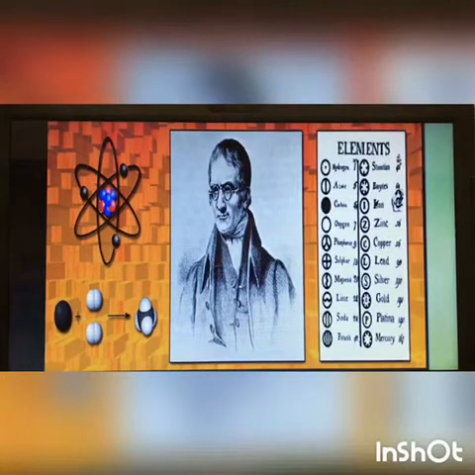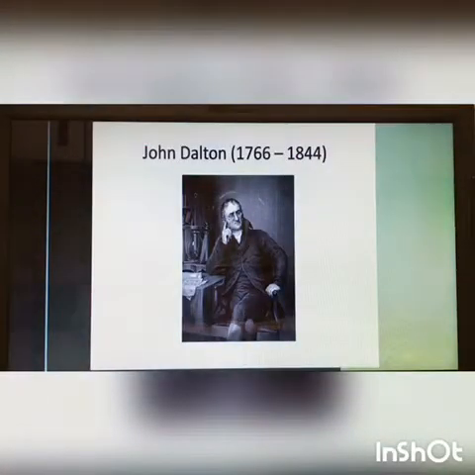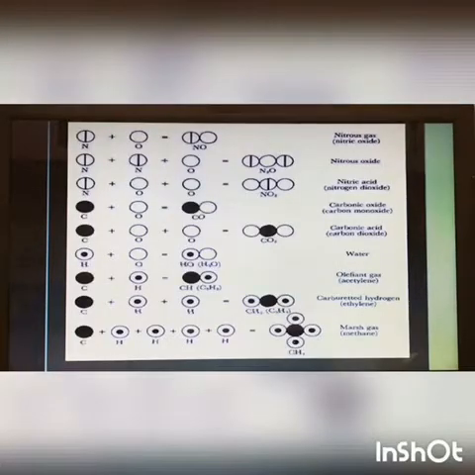The first piece of information you will need to know is when he was born. John was born on September 6, 1766, and died on July 27, 1844. Where did he live? John lived in Eaglesfield, Cumberland, England.